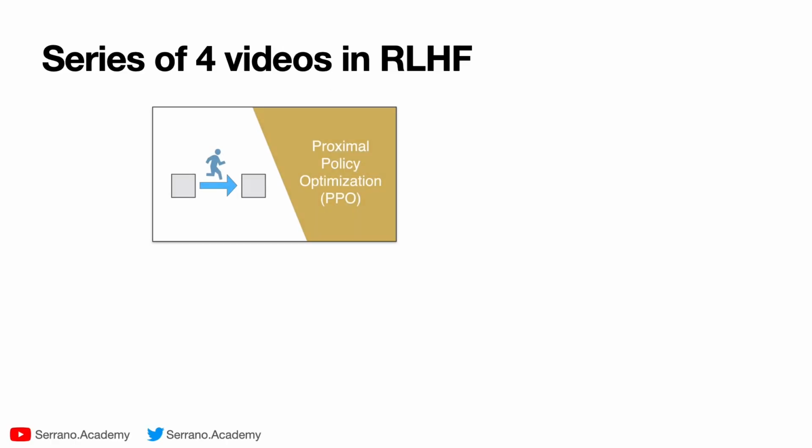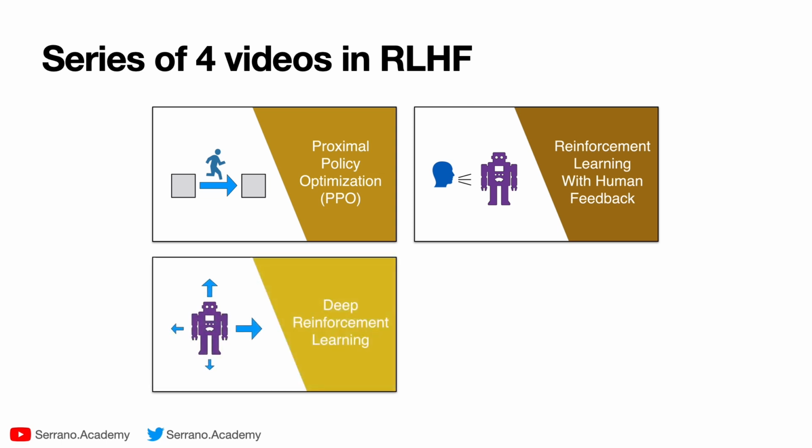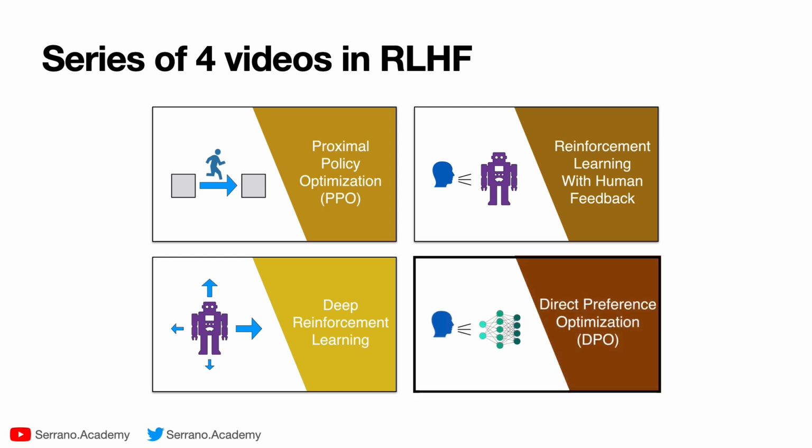So first we started with proximal policy optimization, which is a way to use reinforcement learning in order to fine-tune large language models. That's reinforcement learning with human feedback. We also have a general video on deep reinforcement learning if you need the basics. And then it was requested by the viewers to do direct preference optimization, so I'm happy to bring this video to you.